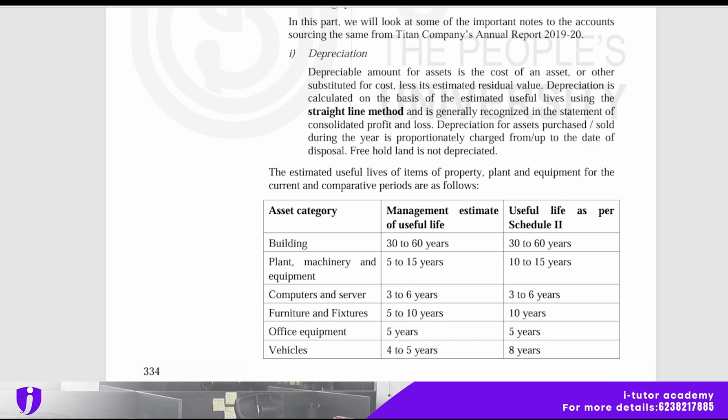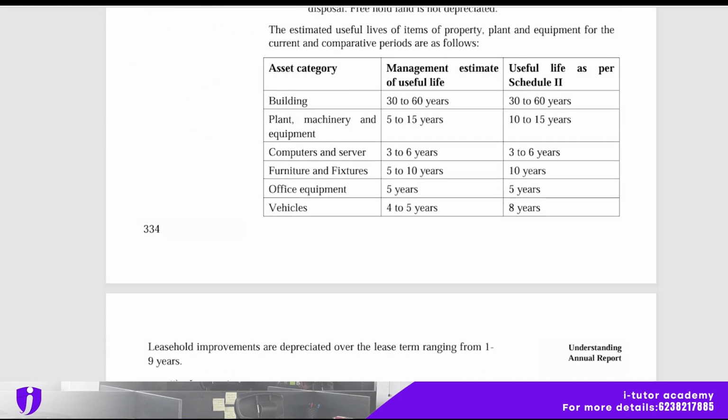residual value. Depreciation is calculated on the basis of the estimated useful lives using the straight line method and is generally recognized in the statement of consolidated profit and loss. Depreciation for assets purchased or sold during the year is proportionately charged from or up to the date of disposal. Freehold land is not depreciated. The estimated useful lives of items of property, plant and equipment of the current and comparative period are as follows.